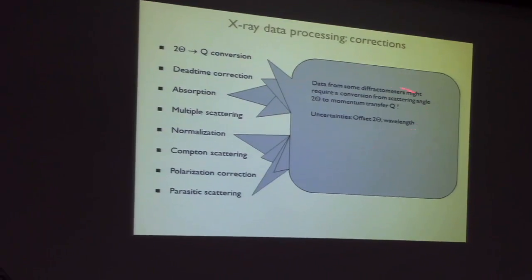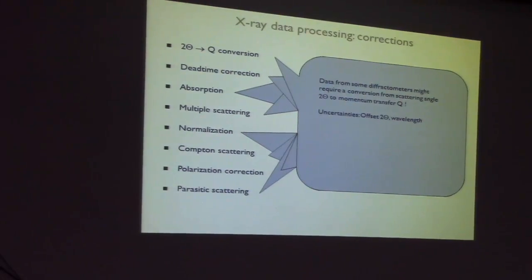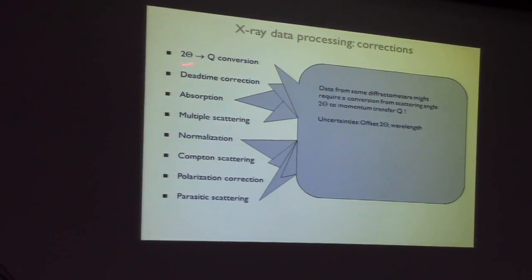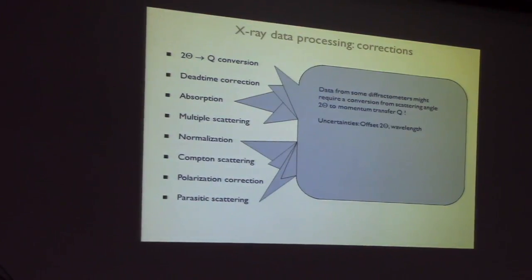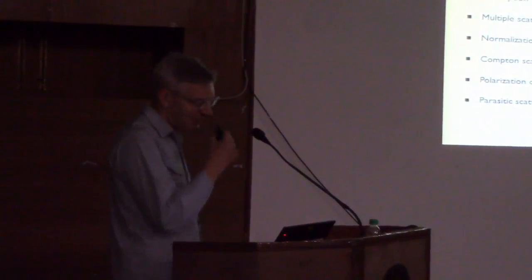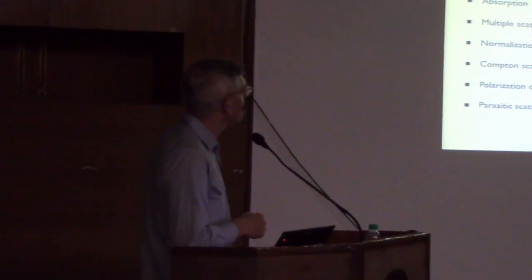There's also a calibration that you have to do, which is that if you're measuring with the point detector, you know the 2 theta angle, so you know the angle that the detector made, but you don't know what the Q value is. So Q is this momentum transfer variable that we use. So we have to do the 2 theta to Q conversion.